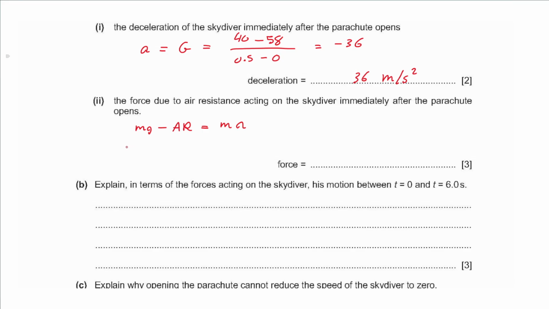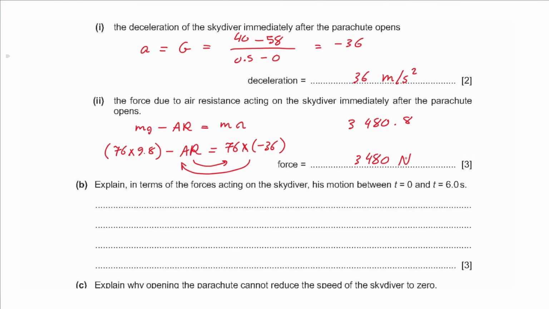The weight here is 76 kilograms times 9.8. We then subtract air resistance. That is equal to the mass 76 multiplied by the acceleration, negative 36. So if you move air resistance to the right side as positive and replace it with positive 76 times 36, we get a value for the air resistance of 3480.8. So we can approximate that to 3480 newtons.